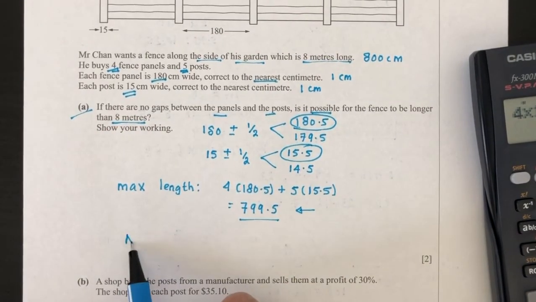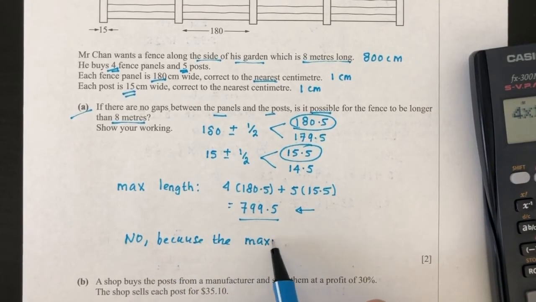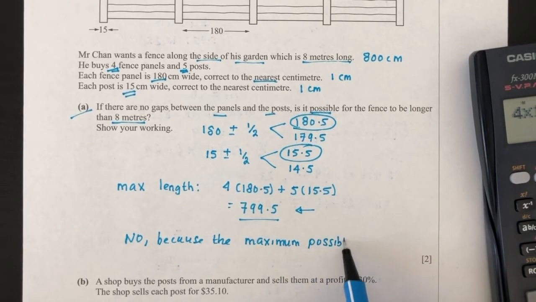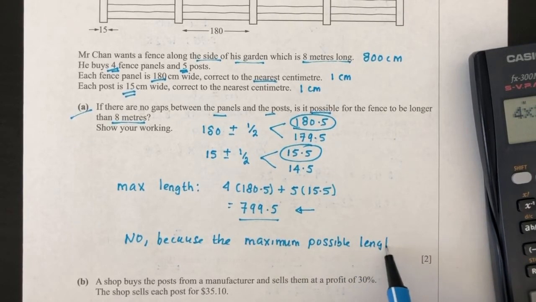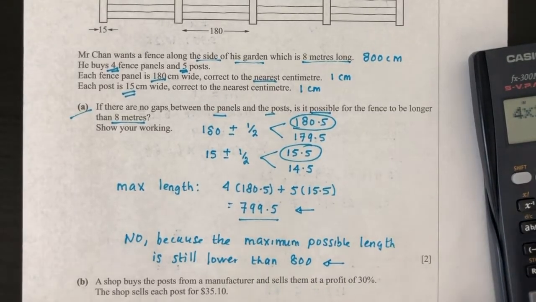You will write no, because the maximum possible length is still lower than 800. That's why it will not be possible.